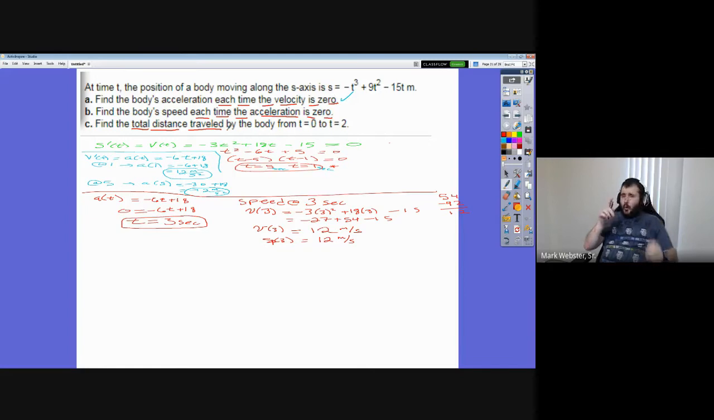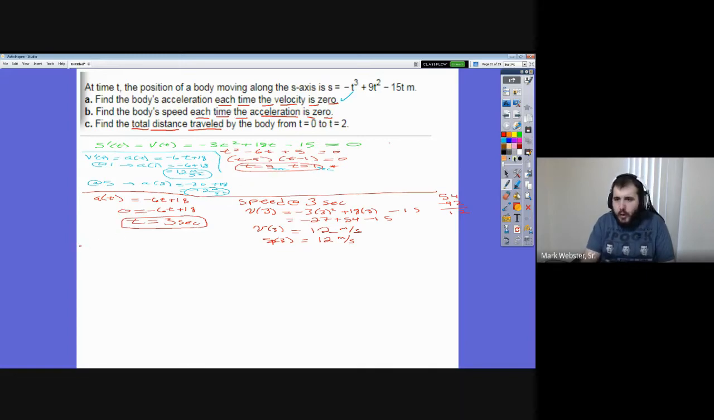So what we need to do is figure out where you stopped and potentially changed direction, right? And as we said earlier, where does it stop? When v is zero, right? So what we need to do is find where v equals zero. But we did that already. And that's the great part about having done all this. Don't reinvent the wheel. We already found the time when the body stopped moving and potentially changed direction. It happened at 1 second and it happened at 5 seconds, right?